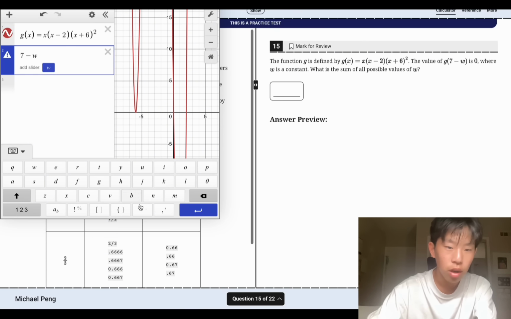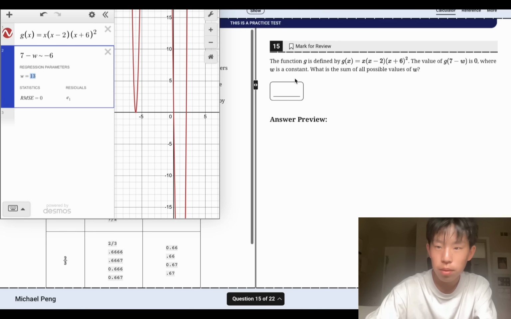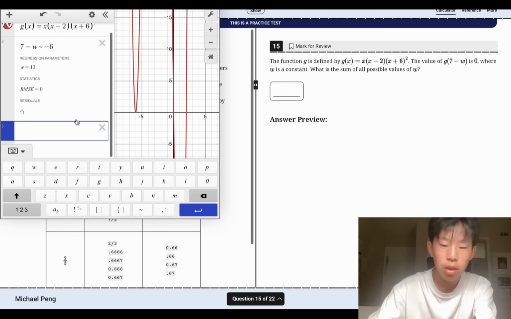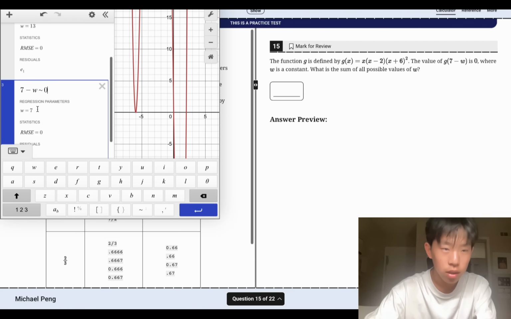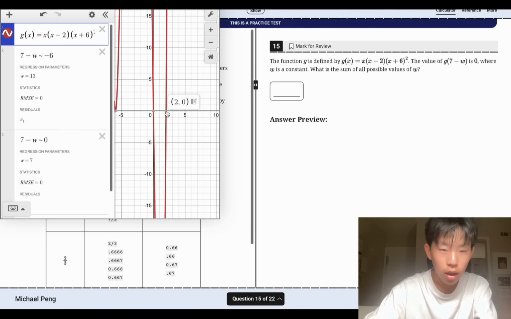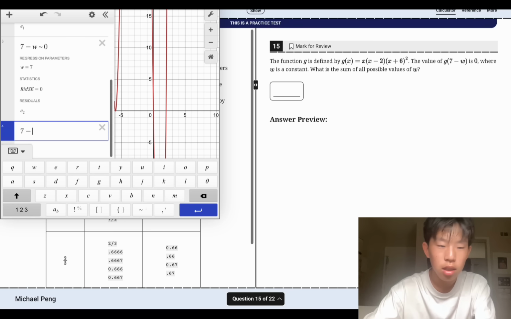So let's just use some regression. So w is 13 in this case, okay? So that's one possible value of w. What's another time where g of x hits 0? Well, it's at 0. So we're going to do the same thing. 7 minus w equals 0. So w is 7. So that's another value of w. What's the last solution? It's 2. So it would be 7 minus w is 2.